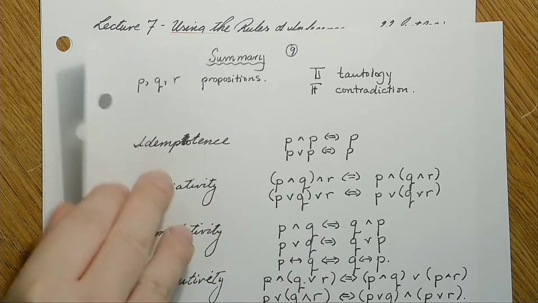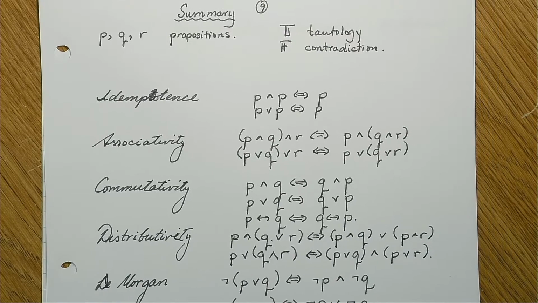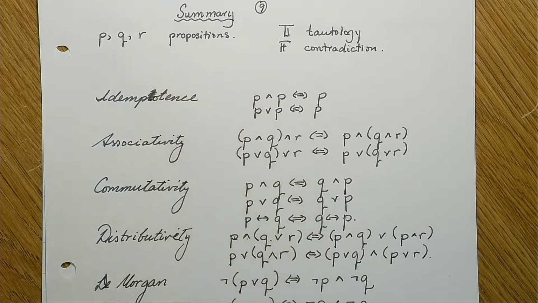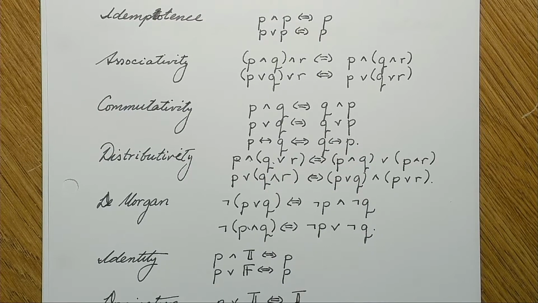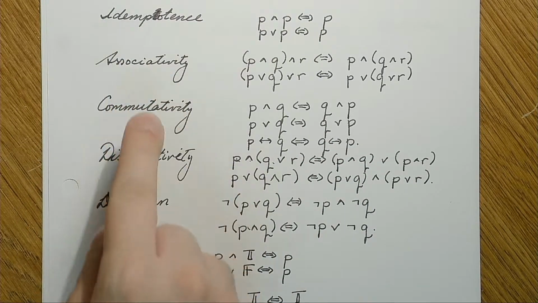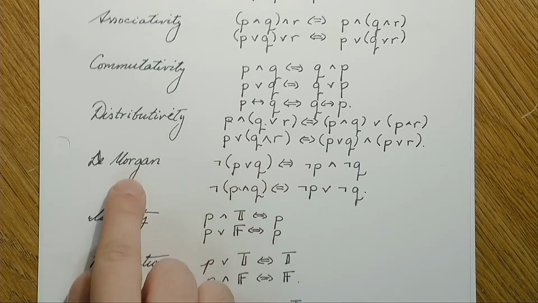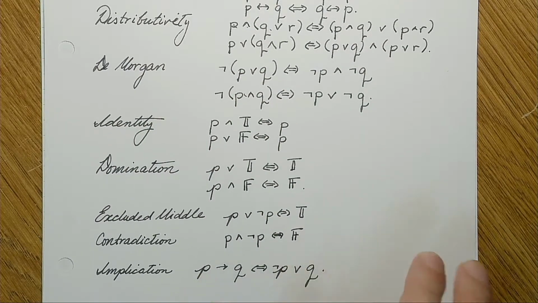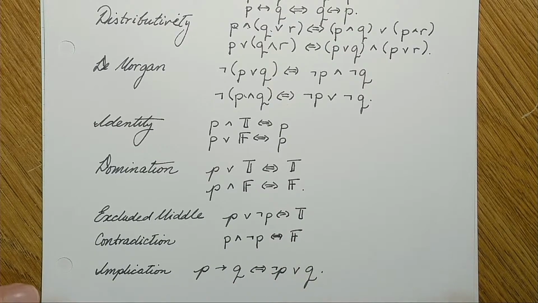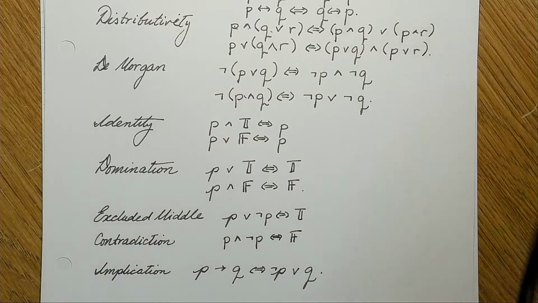In our previous lecture, this is the summary that we had. We had given propositions P, Q, and R. These are a tautology. This is a contradiction. We had gone through each of these rules: the idempotence, associativity, commutativity, distributivity, De Morgan, identity, domination, excluded middle, contradiction, and implication. So what we're going to do is show that, given a proposition, we can show that something is equivalent.